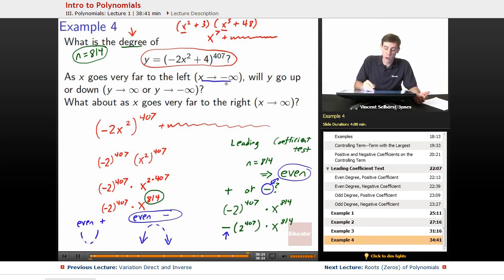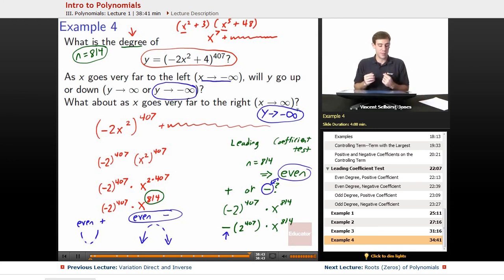So as x approaches negative infinity, as x goes very far to the left, we're going to approach y going to negative infinity. As x goes very far to the right, x goes to infinity, we're going to get y going to negative infinity once again. All right, great. Leading coefficient test to be able to figure that out.